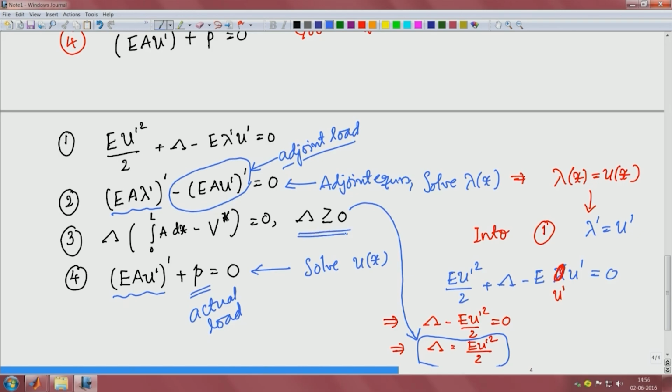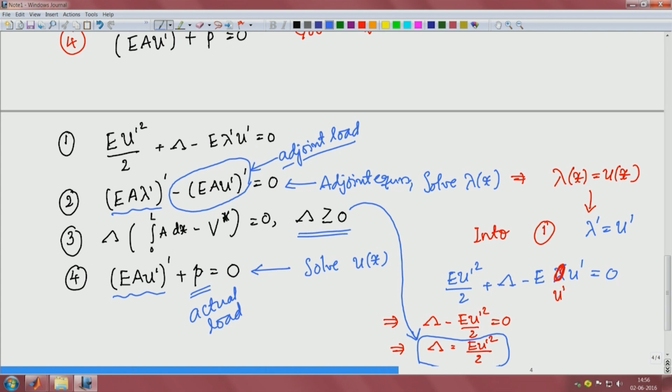In fact, now we can look at this complementarity condition, lambda times the volume constraint equal to 0. We want to know whether lambda is equal to 0 or the volume constraint part is equal to 0. Here we can see that, let us say lambda equal to 0, in which case the constraint is not active. Constraint not active meaning integral a dx minus v star is not equal to 0. Instead of less than or equal, it is strictly less than, then lambda is 0. If lambda is 0, what we find is that u prime is 0.